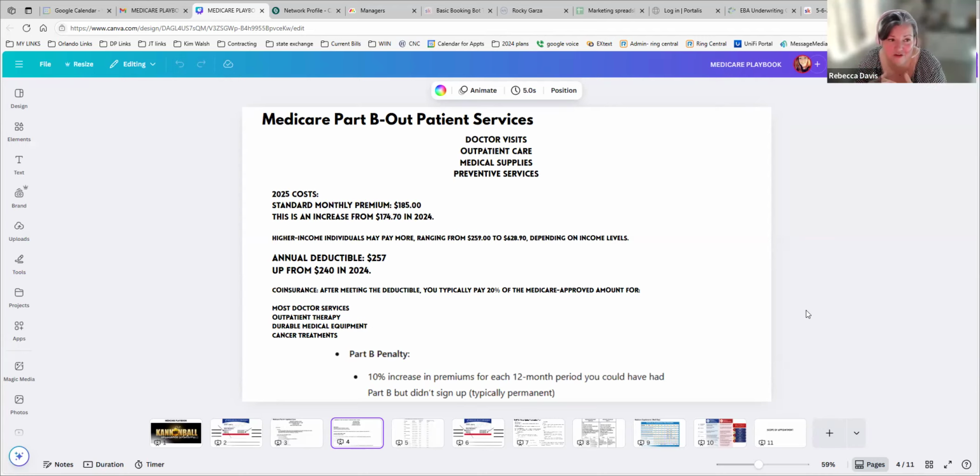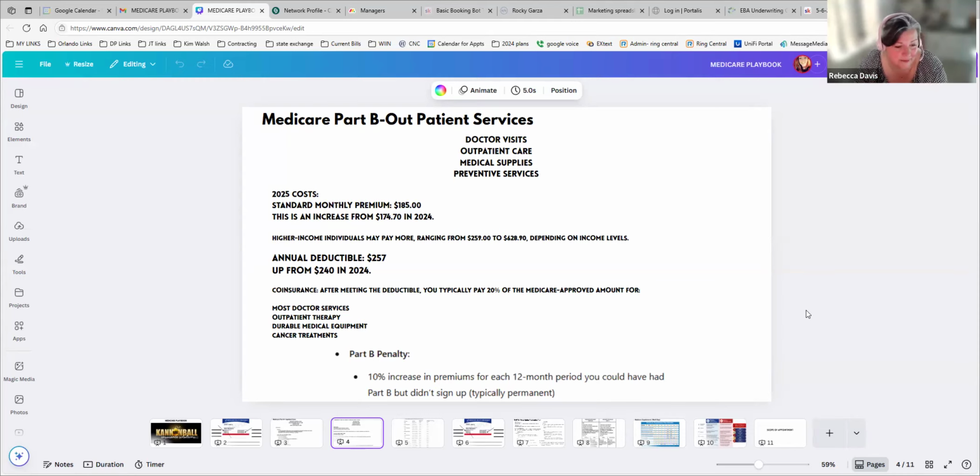So if you think of anything you go do, but you go home that same day, that's going to be an outpatient setting. And that's going to go under your Part B. Now, the 2025 standard monthly premium of Part B is $185. Now, this is up about $10 from last year. Every year, again, just like Part A, all these go up. So the Part B premium is going to go up every year.